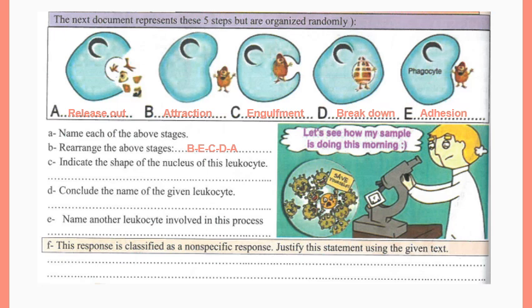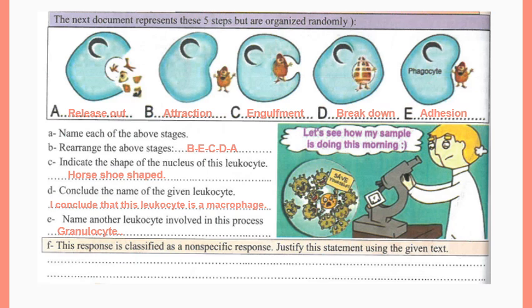Indicate the shape of the nucleus of this leukocyte. Look at the phagocyte or the leukocyte here. How is the shape of the nucleus? As you see, the nucleus is horseshoe-shaped. Conclude the name of the given leukocyte. What is the name of the leukocyte that has a horseshoe-shaped nucleus? It's for sure the macrophage. Name another leukocyte involved in this process. Okay, so the two leukocytes involved in phagocytosis are macrophages and the granulocytes. So the other one is granulocytes.